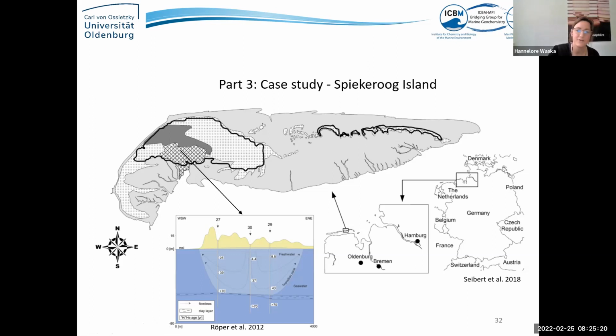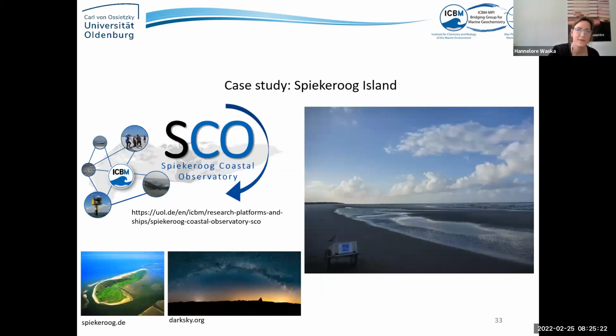Okay. So on Spiekeroog Island, there was the establishment of a so-called Spiekeroog Coastal Observatory. So this is the island itself and surrounding areas as well. And that includes our beach investigations. We also have a time series station in the Wadden Sea, which follows the water flow between the Wadden Sea and the open North Sea.